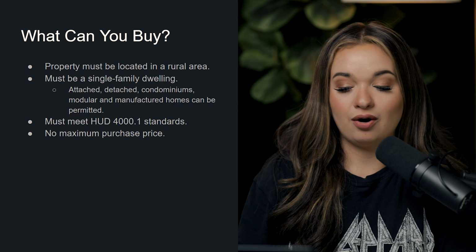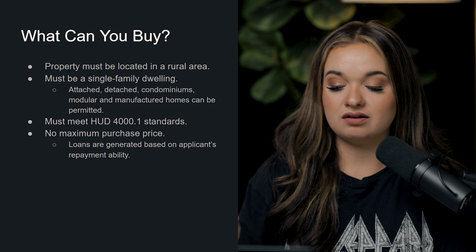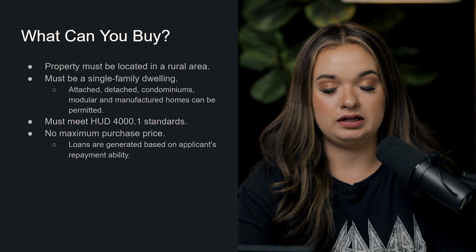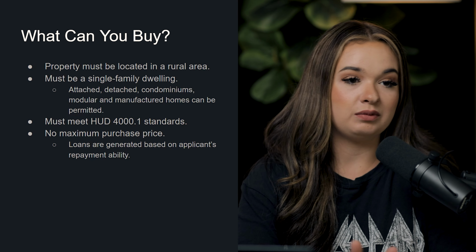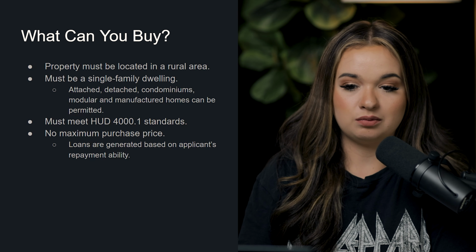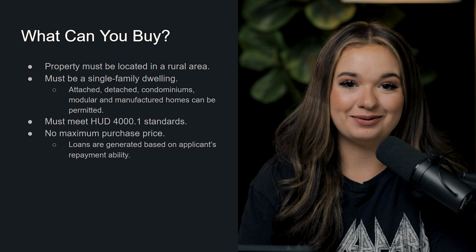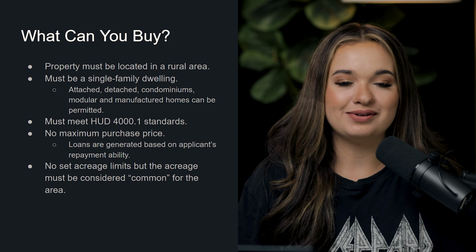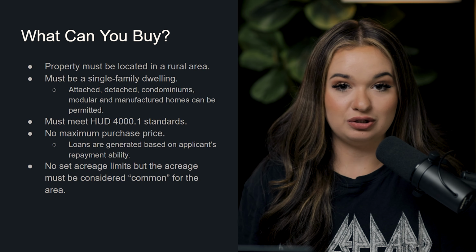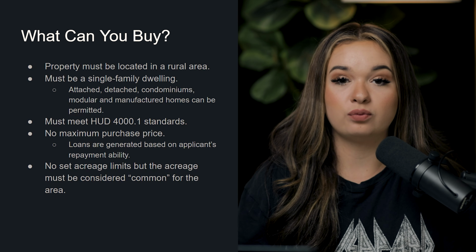In addition, there is no maximum purchase price, which is exciting. The loans are generated based on the applicant's repayment ability. So they are going to look at your income, your debt to income ratio, and they are going to determine what your maximum purchase price is. Whether you want to go up to that maximum or not is completely up to you and your comfort zone. There's also no set acreage limits to using a USDA loan, but the acreage must be considered common for the area. So if this is sounding good so far, let's talk through the applicant qualifications.